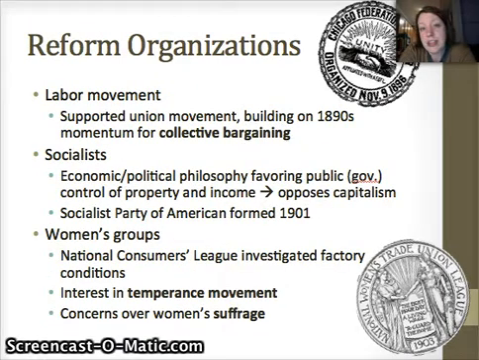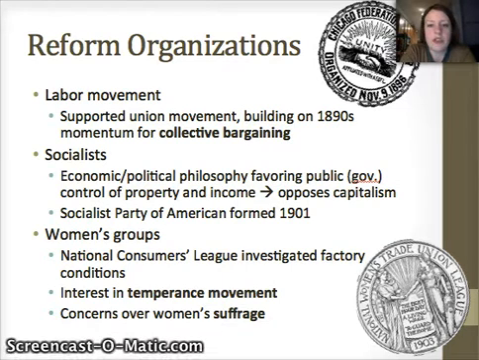So there's a couple organizations that develop. Some progressives, like who we explored yesterday in our conference, become well known as individuals, but some of them are also more powerful as leaders of organizations or as parts of organizations. The labor movement really expands during this period. Some of you read about Samuel Gompers yesterday, who of course is the founder of the American Federation of Labor.